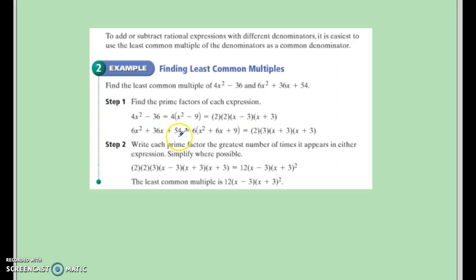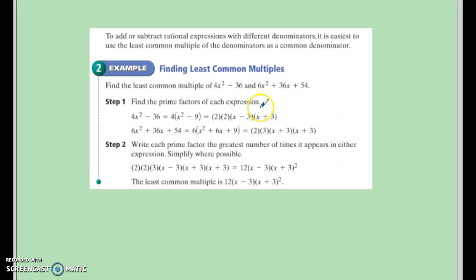So then I factor the second polynomial, so I can pull a 6 out of every term, and then I'm left with a much simpler trinomial, and I can factor this as well. So I know that the prime factors of 6 are 2 and 3, and then this x squared plus 6x plus 9, if I was to factor that out, becomes x plus 3 times x plus 3.